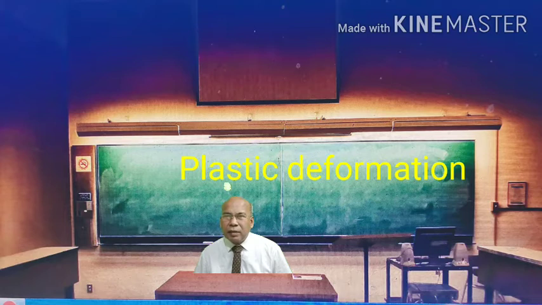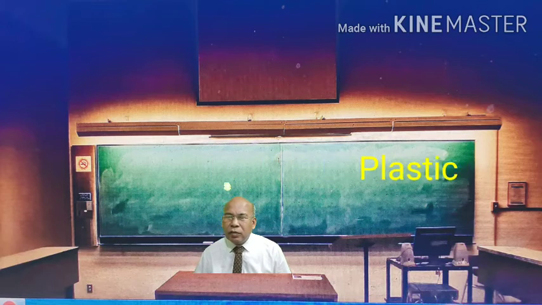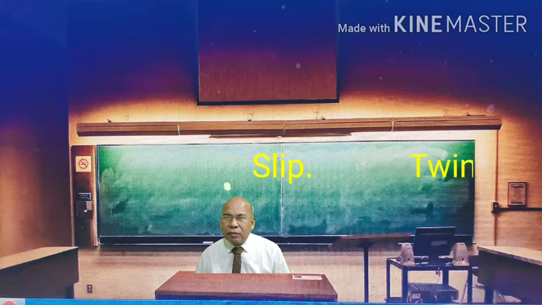because in the engineering field, several materials are used and they are deformed into different shapes by various processes. Therefore, we should understand the fundamentals of plastic deformation. In plastic deformation, there are two main mechanisms. One is slipping, another one is twinning.